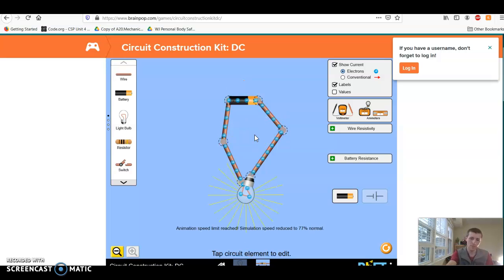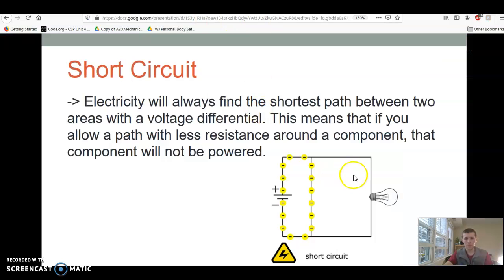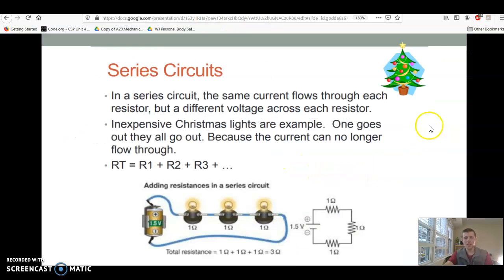If we take out this middle section, now the electrons are flowing through the light bulb as you would expect, and the light bulb is on. This is what you want to do. You don't want to short circuit something. So it's really important as you build these that you avoid that short circuit situation. All right, so let's keep going.